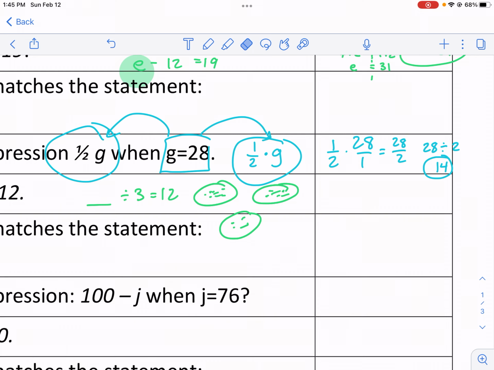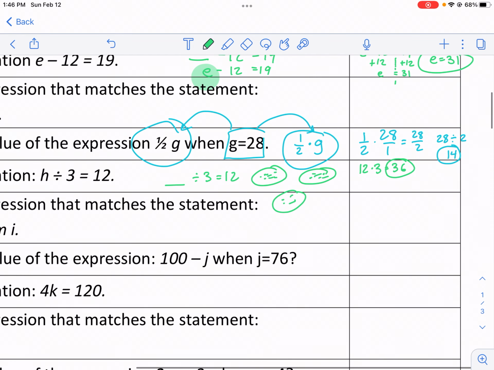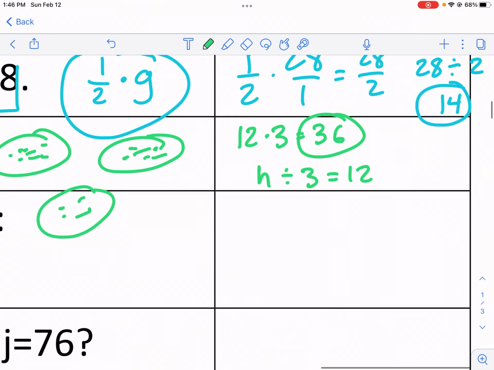Or you could think, if we divide by 3, how can we go backwards to find the bigger number? We'd have to multiply by 3. So you could do 12 times 3, and we get 36. 36 divided by 3 equals 12. You could use your multiplication table for this, or we could use some algebra. Let me show you how that works real fast. We have h divided by 3 equals 12. So if we want to get rid of the divide by 3, we got to do the opposite. Okay, we know it has to be bigger, so we are going to multiply both sides by 3.